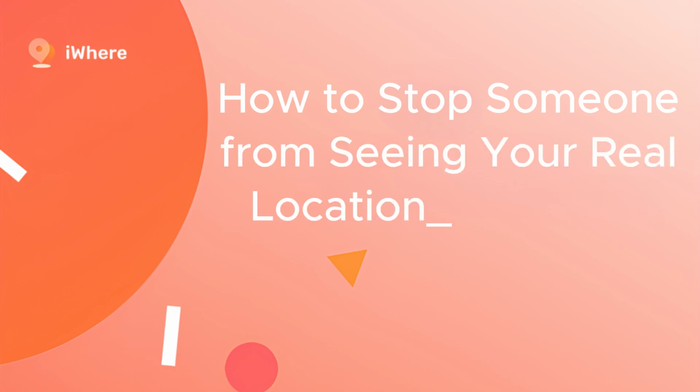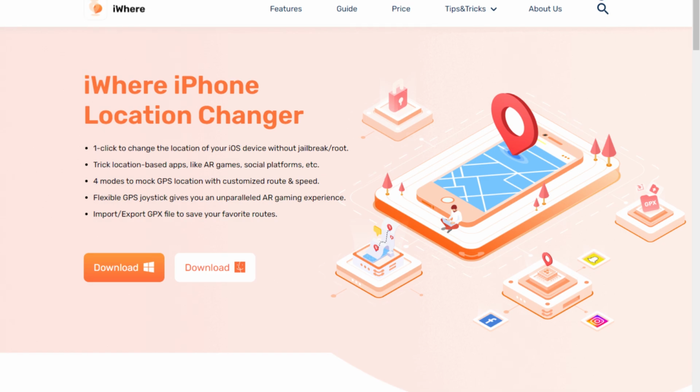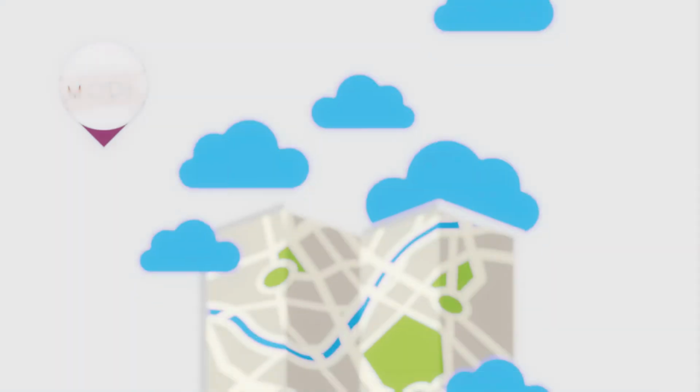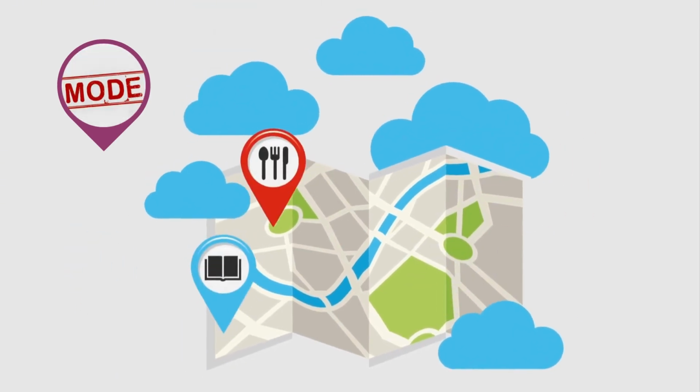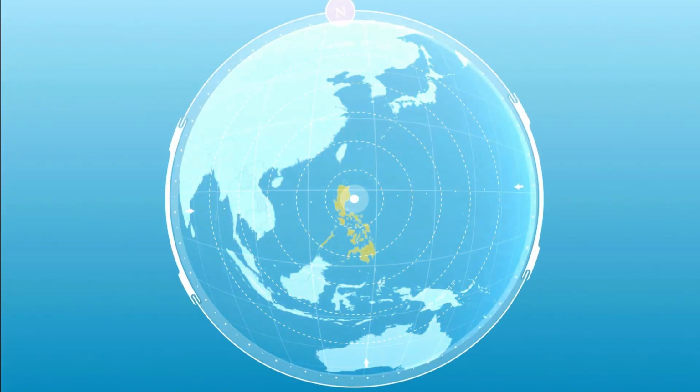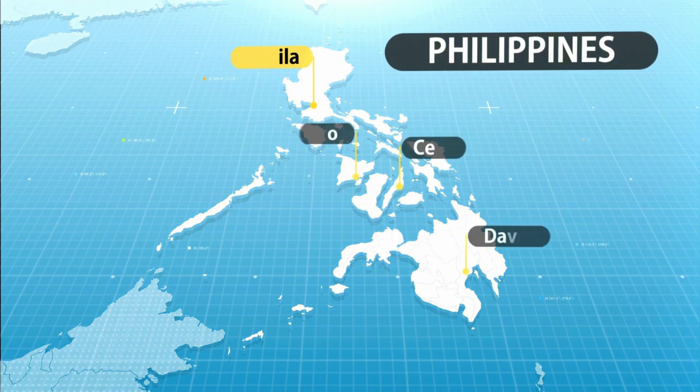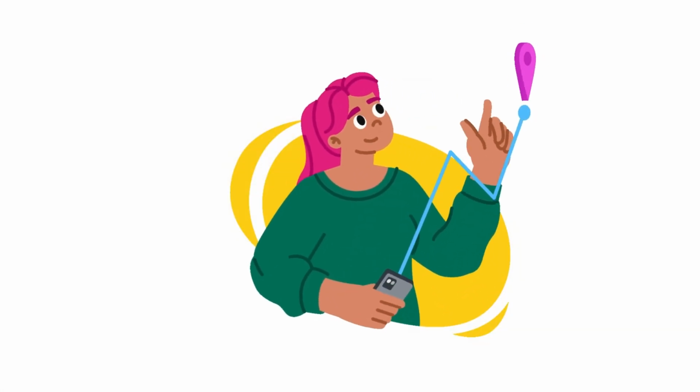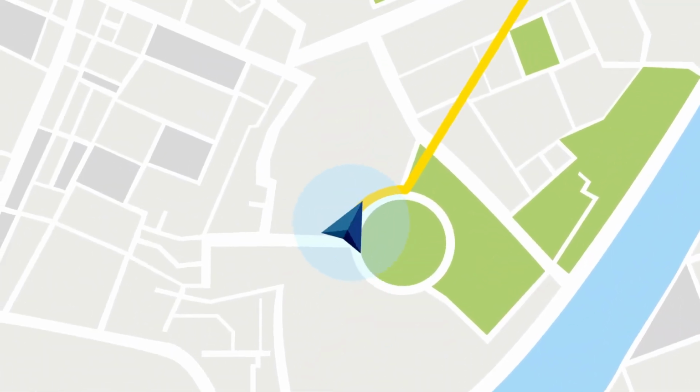To stop someone from seeing your real location on Life360, you can use a tool like iWhere to hide your real location on Life360. It offers various modes for location spoofing, allowing you to instantly change your location to anywhere in the world, create a route to your desired location, and move along it at a custom speed.